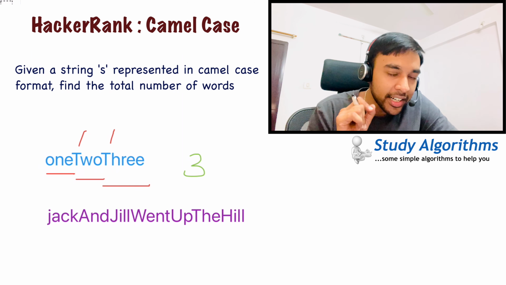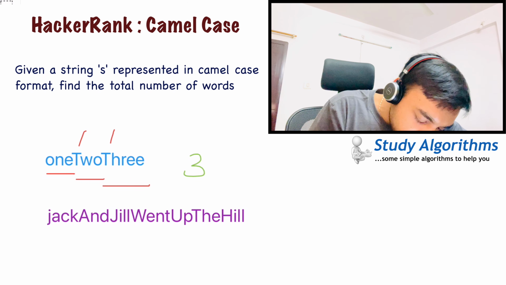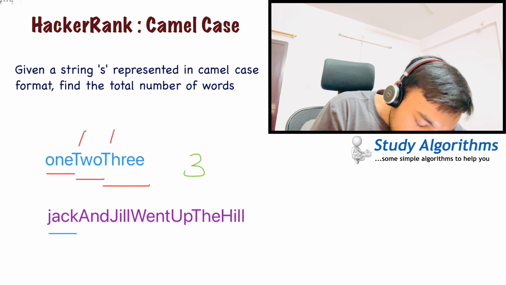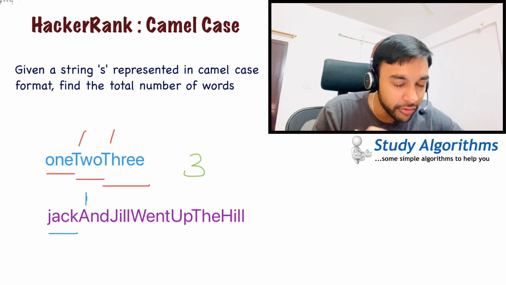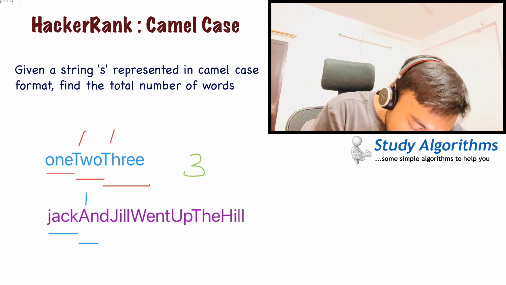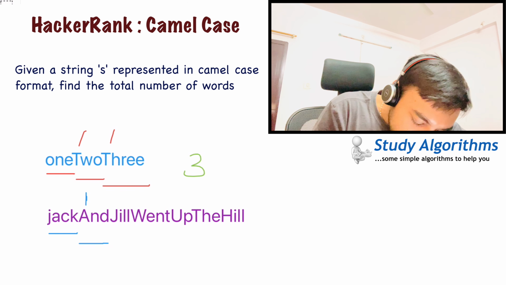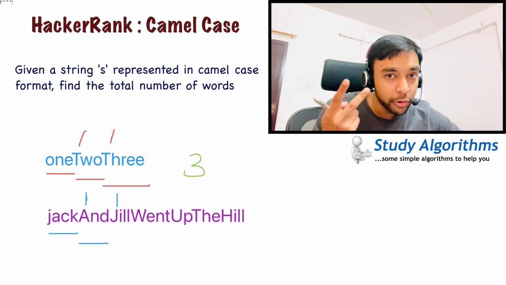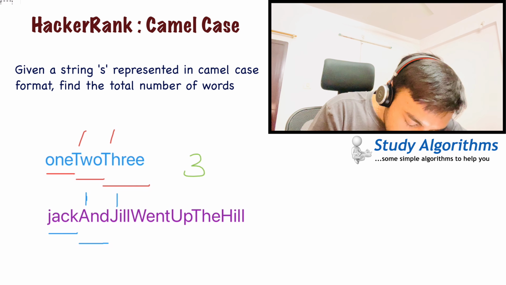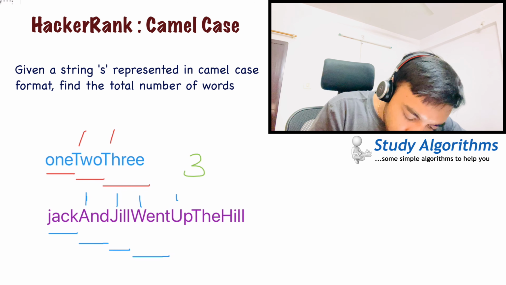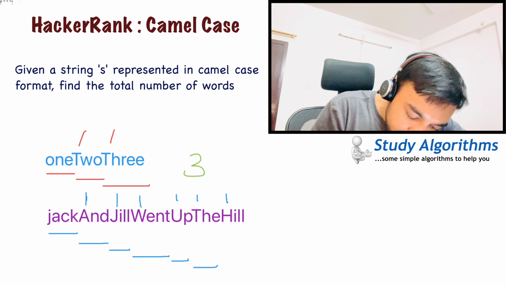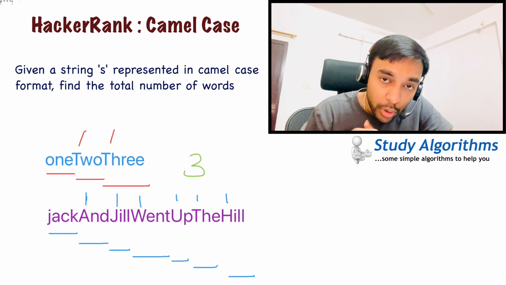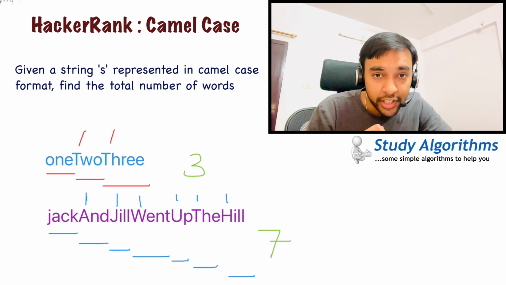Similarly, let us look at our test case number 2. You start off with the small letter J and you go all the way until you find a capital letter A, right? That means you have encountered one word. You start from A and you start moving until you find a capital letter that is J again. So you have 2 words now. Let us keep doing it. We get Jill, then we get W, then we get went, then we get U, then up, then we get T, then the, then H, and then ultimately hill. So in this case, you found a total of 7 words.